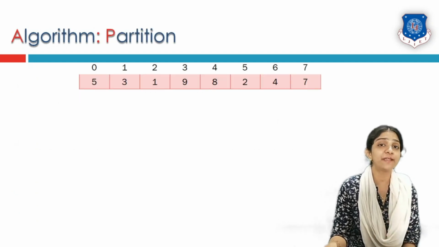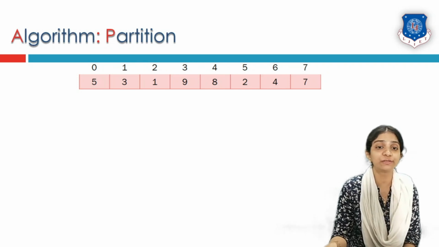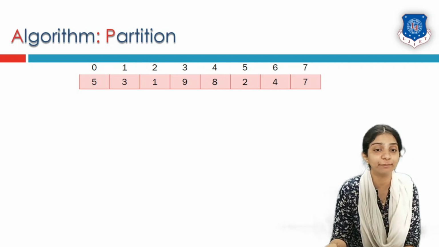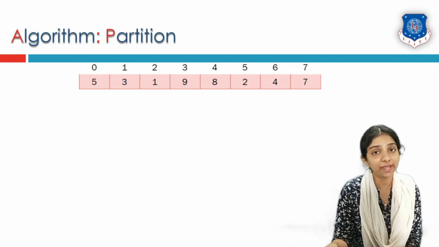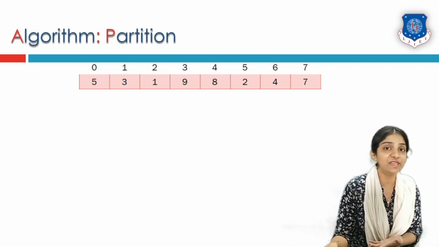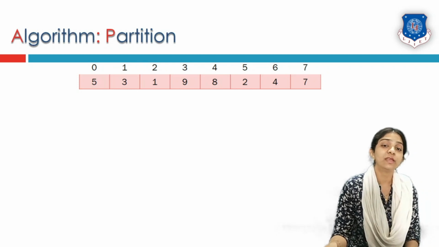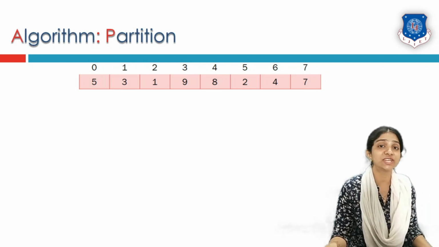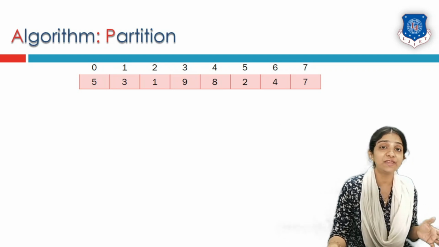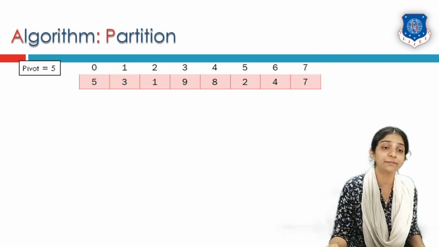Now let us understand the partition method of quicksort with the help of an example. This is an example which contains a total of 8 elements, from index number 0 to 7. And some elements of the array are not actually sorted. Now let us see how partitions are generated.